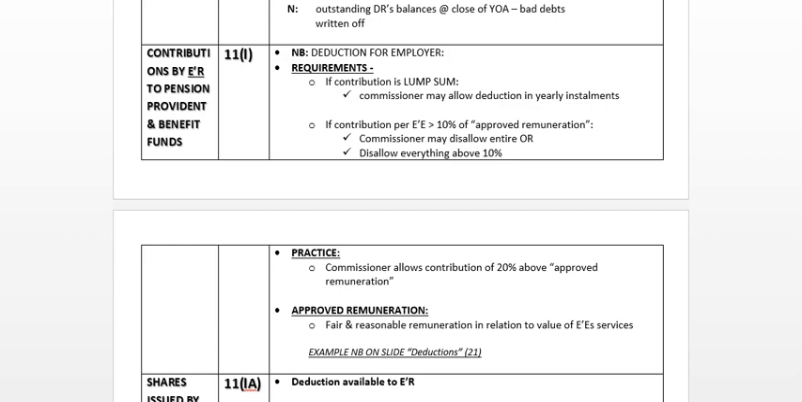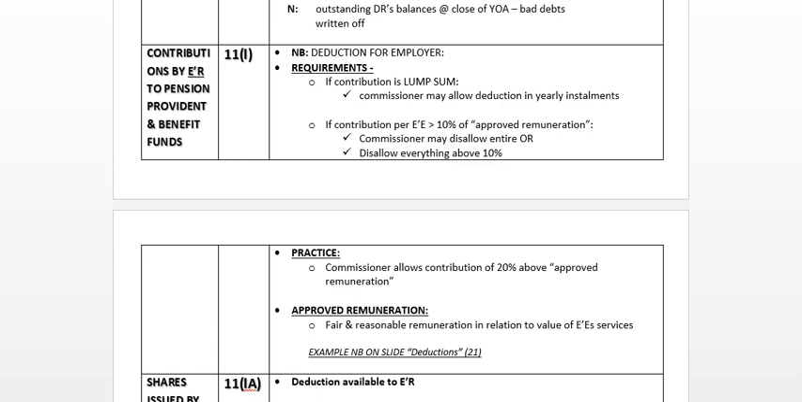Okay, so any contribution by the employer to a pension, provident, or benefit fund, that is an allowable deduction in terms of Section 11(l). So the requirements are that if the contribution is a lump sum, then the Commissioner may allow deduction in yearly installments. So yeah, you need to determine what the yearly installments are. Then that is your deduction during the current year of assessment, the next year of assessment, and so forth.